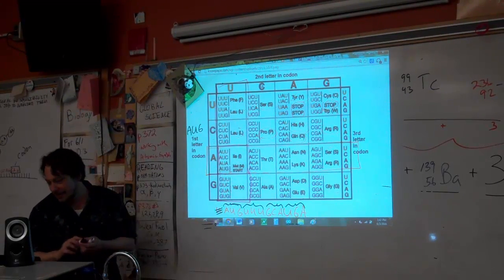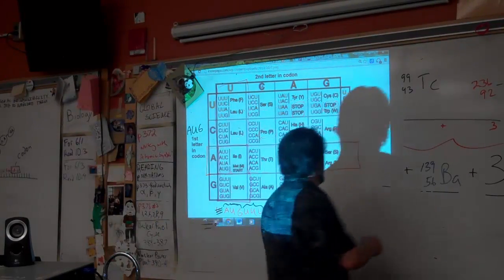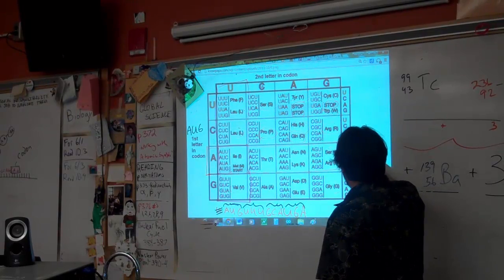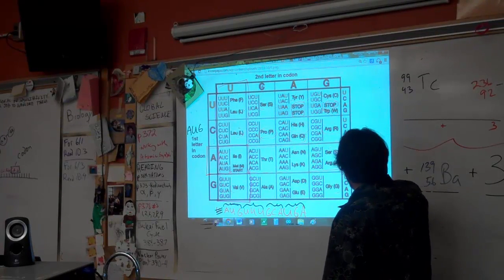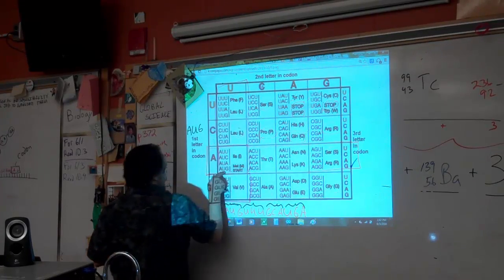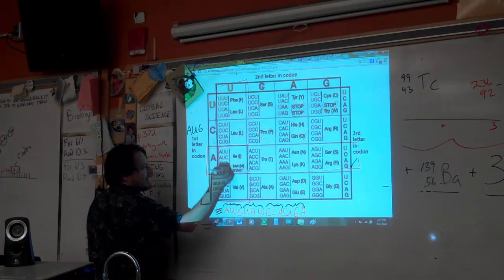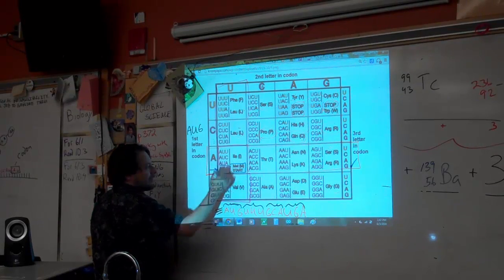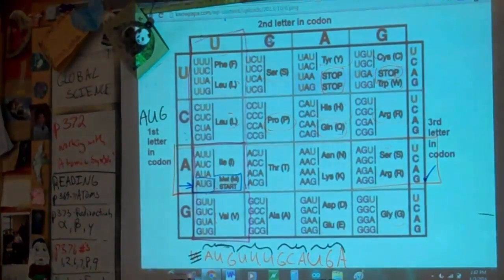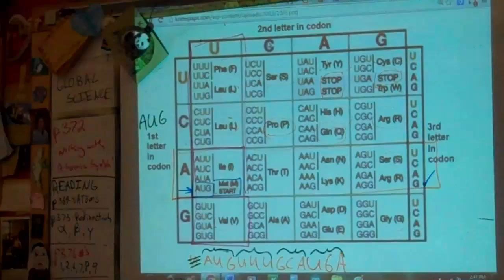And then the very last one, G. Notice how when we go over here, where it says third letter, we have U, C, A, and G. So AUG, that's telling us that the one we're looking for is in this 4th row. And so AUG is MET, which is methionine. And so that becomes our first amino acid on the chain.